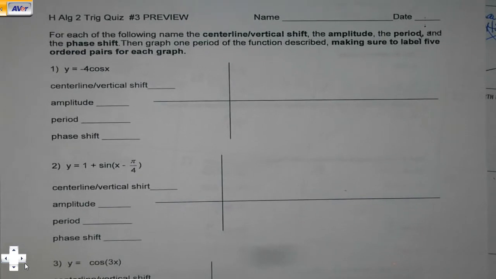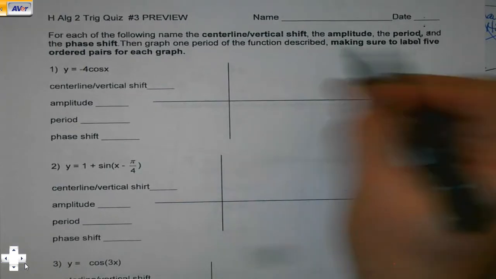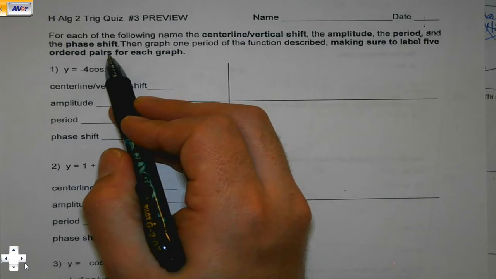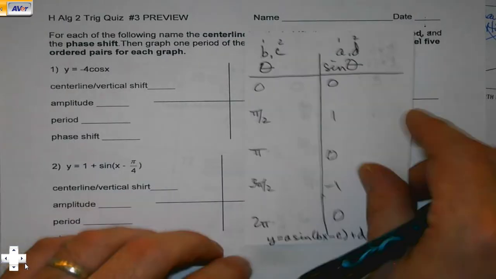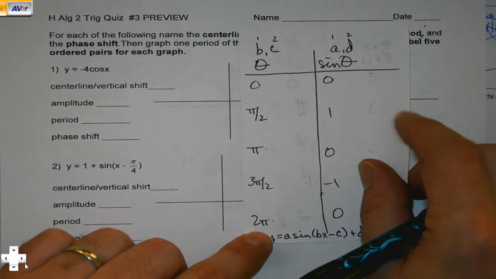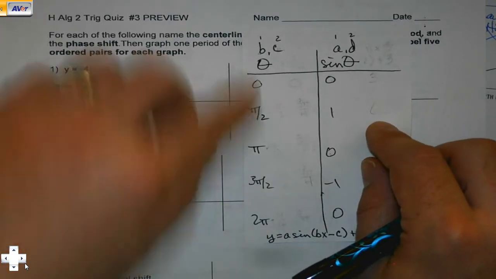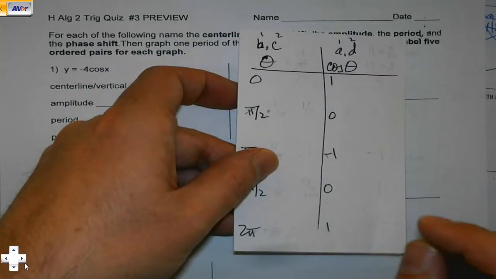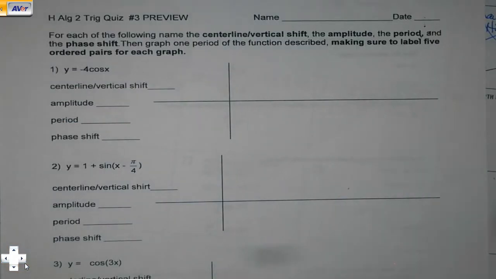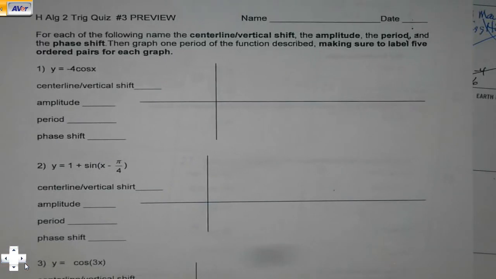Okay. So, for each of the following, name the center line, the amplitude, the period, the phase shift. As long as you label, I'm not worried about labeling the ordered pairs. As long as you label your axes, label your values. Some of you may choose to draw your little charts up at the top, just to remind you as you get going: here's my base angle measures, here's my sine, and then maybe do it with cosine as well. Or some of you may just do it as you go, like I'm going to do on here.